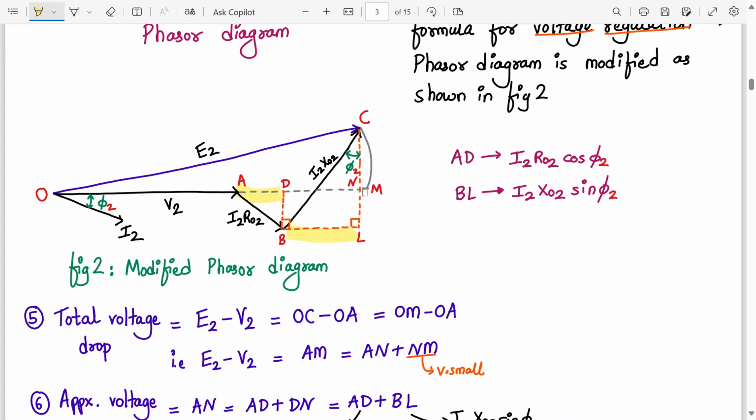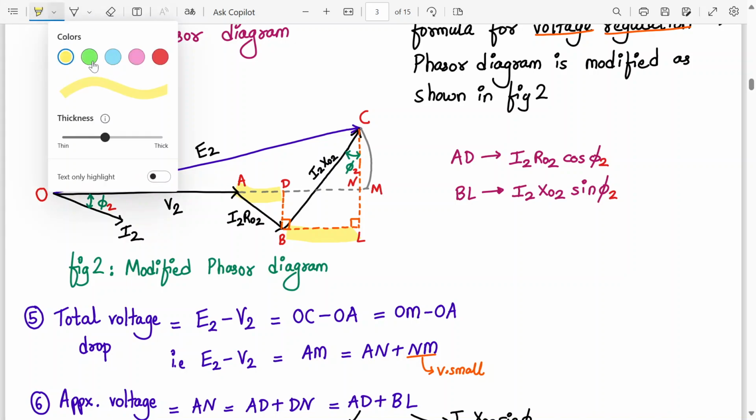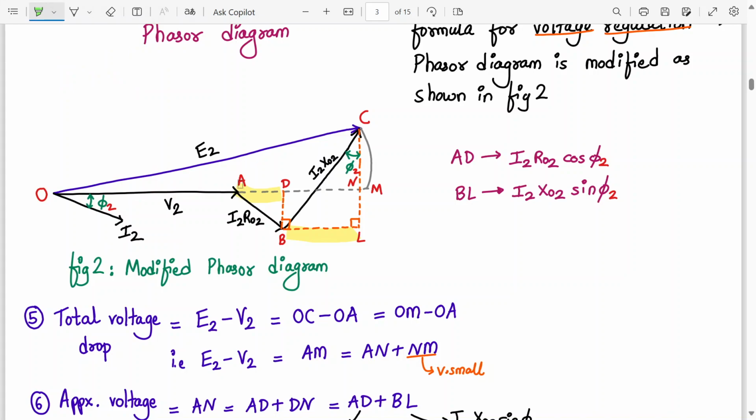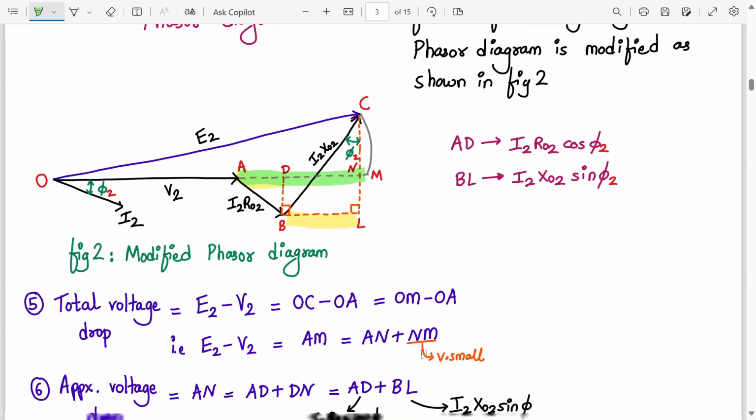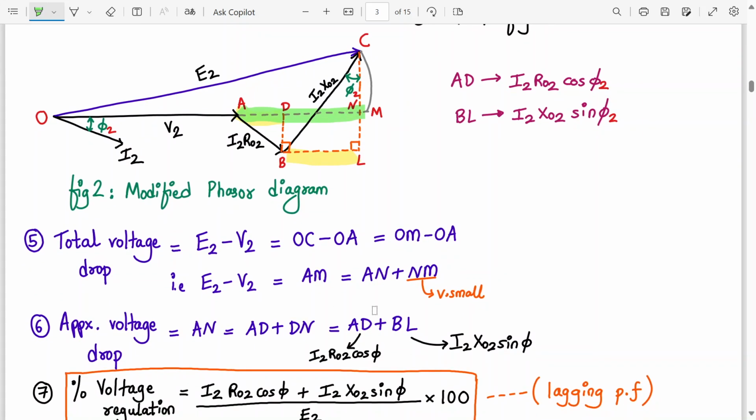Tell me, what is OC minus OM? OA plus AM. And what is AM? AN plus NM. So NM, as you can see, is quite small, so for the approximate voltage drop, we have considered it as AN. So what is AN now? AD plus DN. Yes or no?